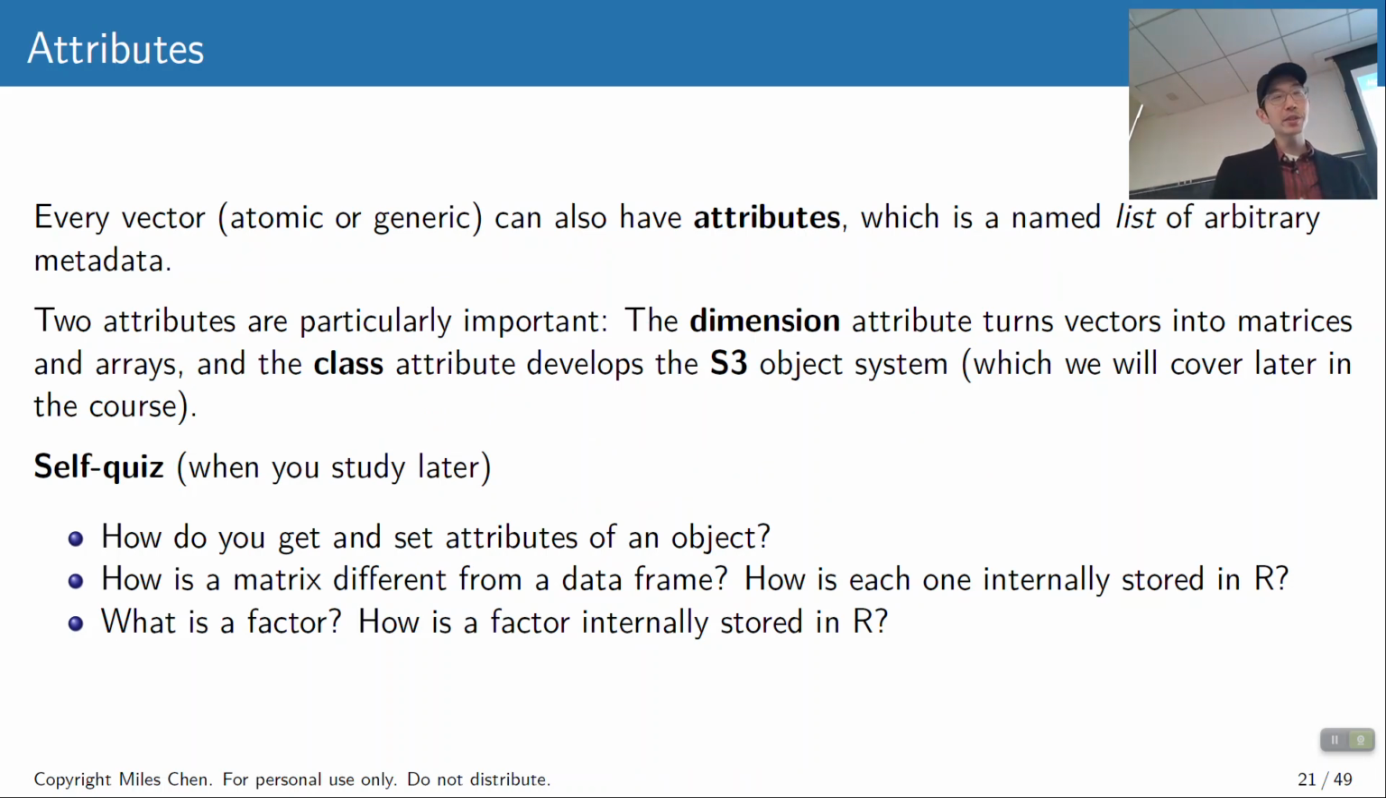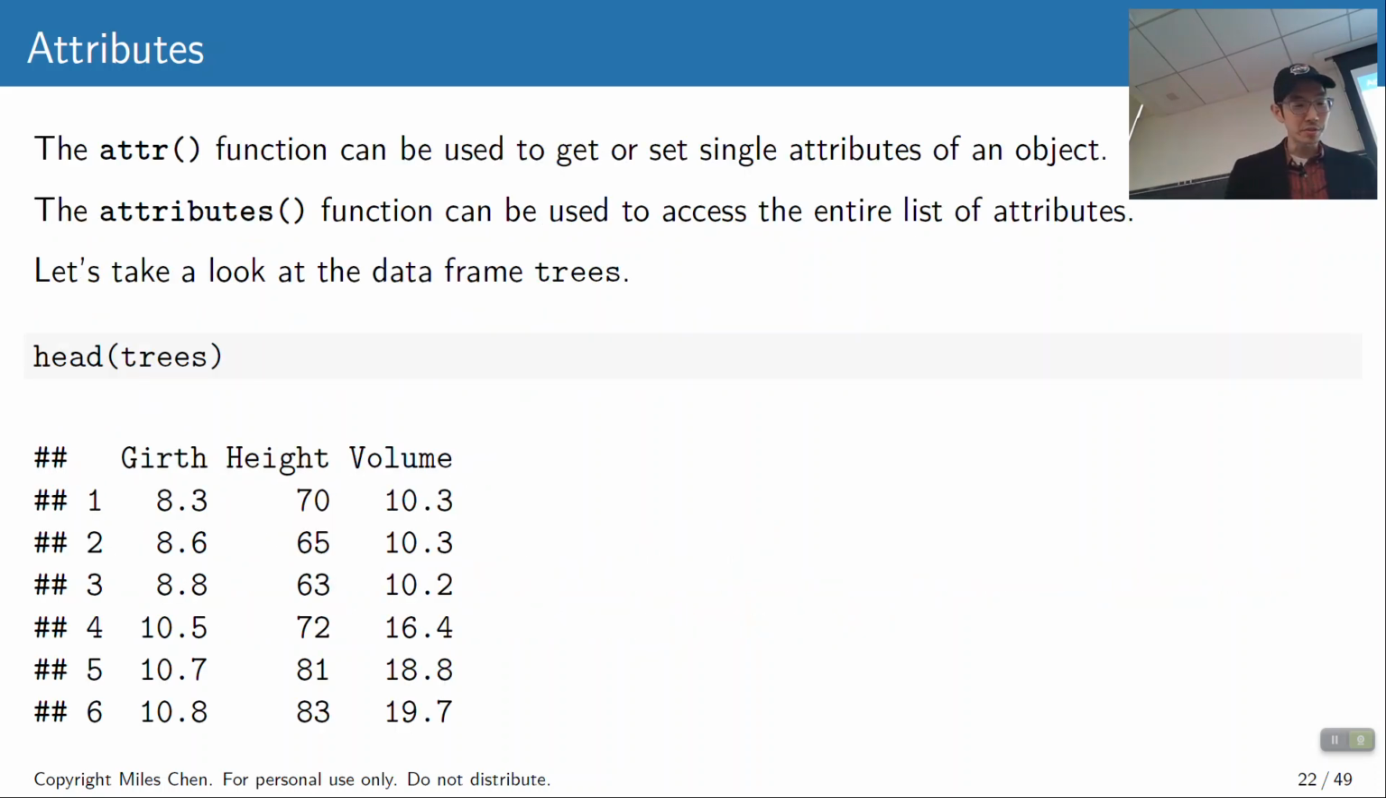To every kind of vector, you can attach something called attributes. It's optional for some of these things. Other things will always contain attributes. Attributes are just a list of arbitrary values. There are 2 attributes that are particularly important: the dimension attribute and the class attribute. Dimension attributes are used to turn atomic vectors into matrices and stuff. The class attribute powers our object-oriented system S3, and that we will cover in a couple of weeks here. Here are some questions that you can answer when you review these slides on your own time as you study.